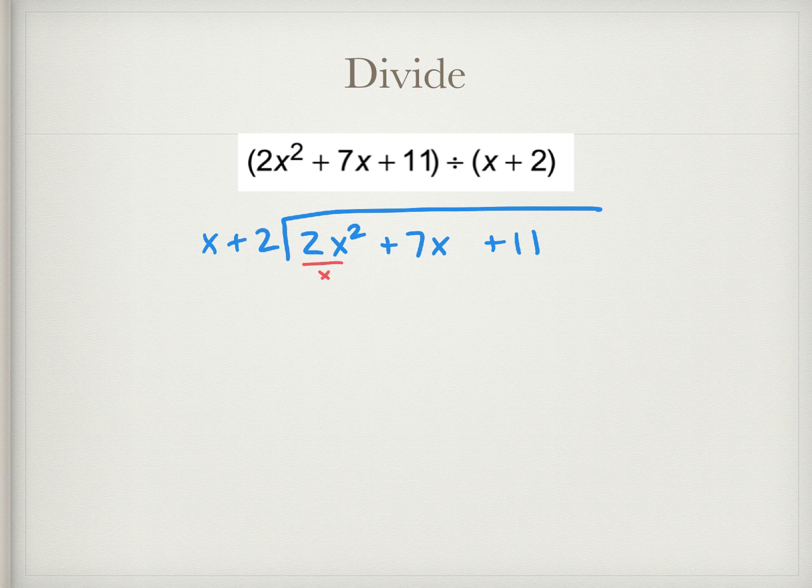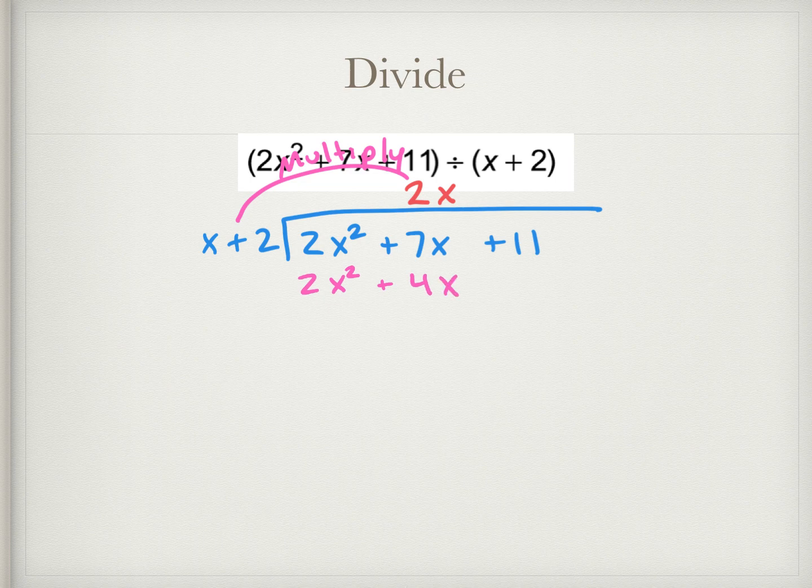So we see 2x squared divided by x gives us what? 2x. So that goes on top of the 7x, because we keep our like terms on top of each other. Perfect. So then I multiply out front. So this would be, perfect, 2x squared. And then 2x times 2 would be 4x.